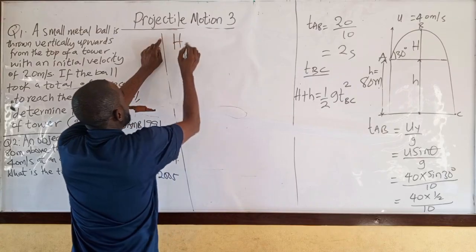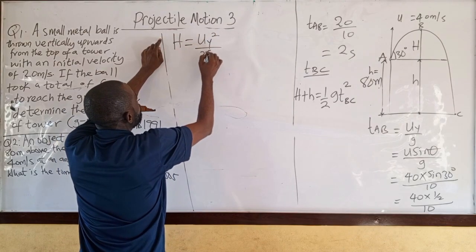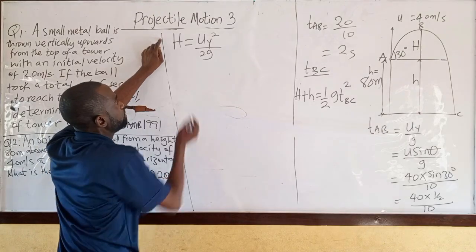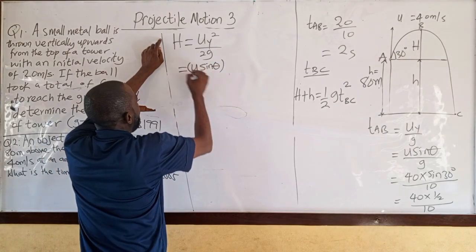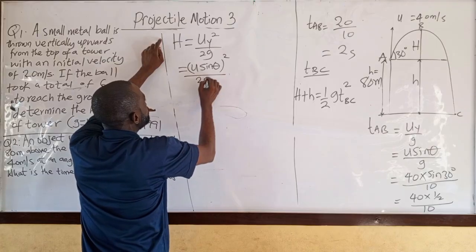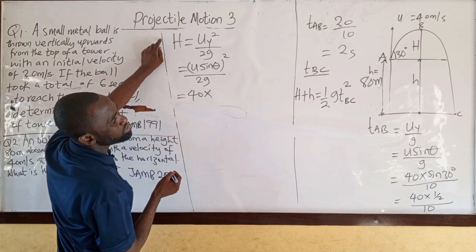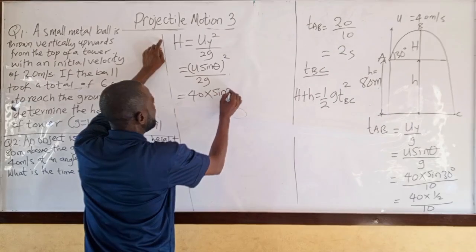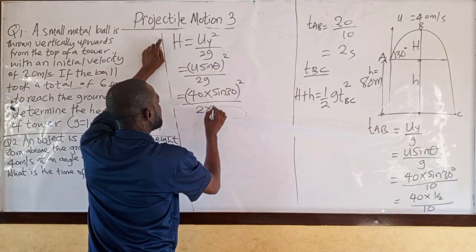We are having our big H. You can see, correct. That's what now? U y squared all over what now? 2g, isn't it? So that will have u sin theta all squared all over 2g. So now our u is 40. So about 40 times sin 30, everything all squared all over 2 times 10.